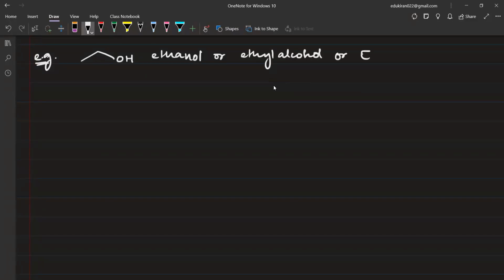You can also see this written as EtOH. Et is for ethyl and OH is for alcohol. It is ethyl alcohol. This is an example of monohydric. Then for dihydric, you will see CH2 bonded to OH, and again this CH2 is bonded to OH. This is glycol.